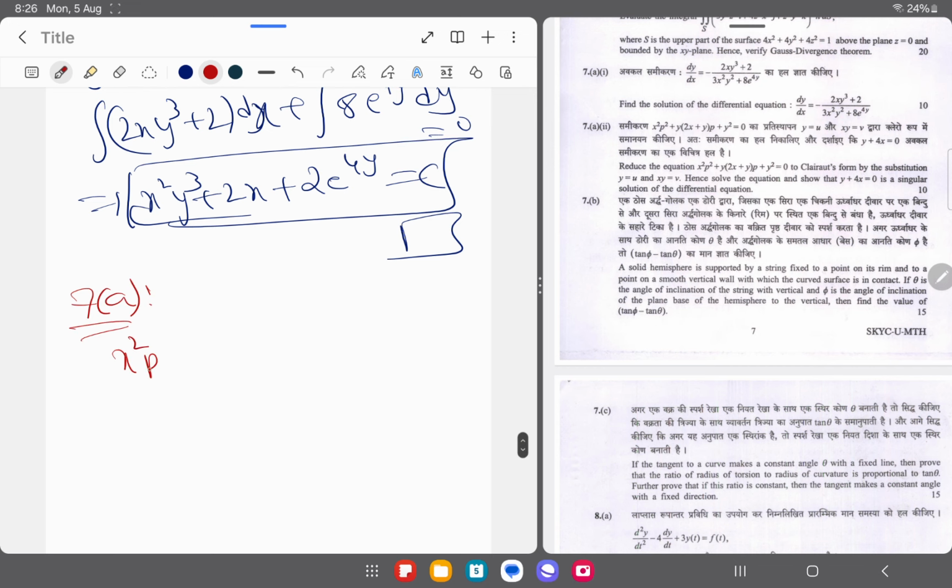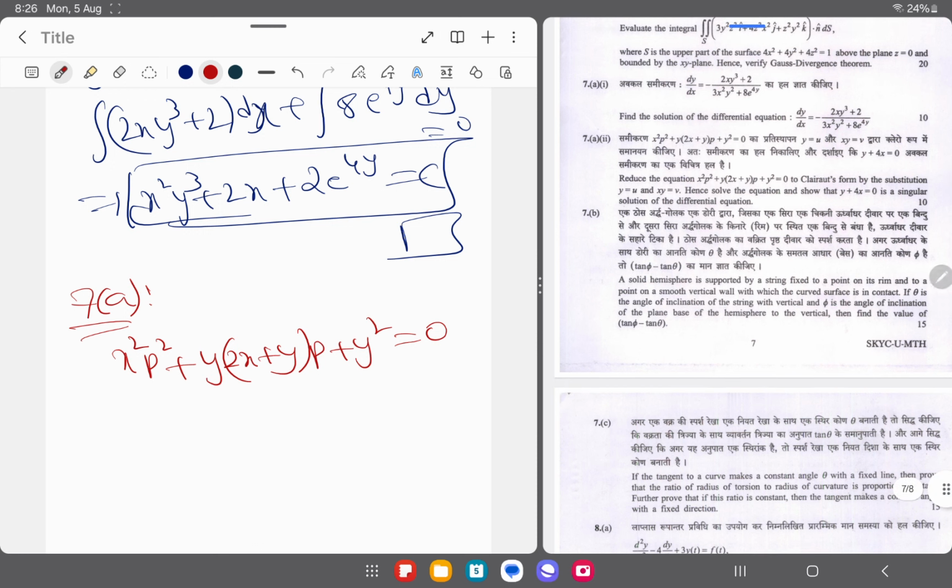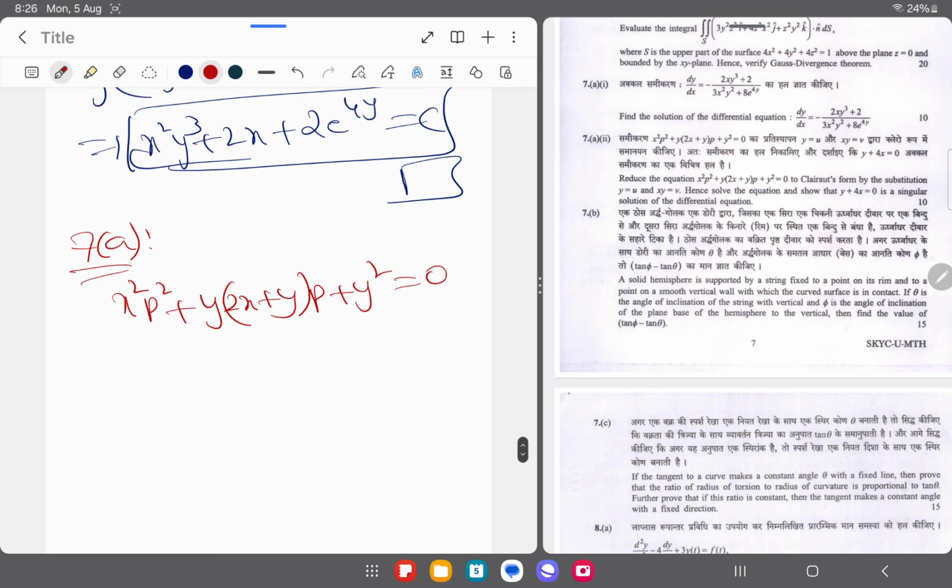Right, x squared p squared plus y times 2x plus y into p plus y squared is equal to 0. We have to substitute y is equal to u and xy equal to v, and we have to solve using Clairaut form, right? And also we need to show that y plus 4x is a singular solution. For the singular solution we can use the C discriminant rule, right? So let us solve this.